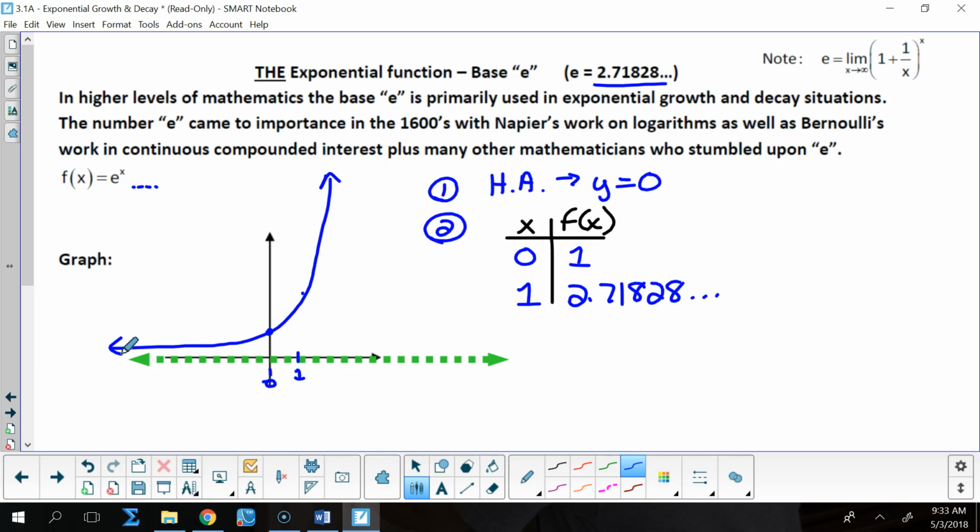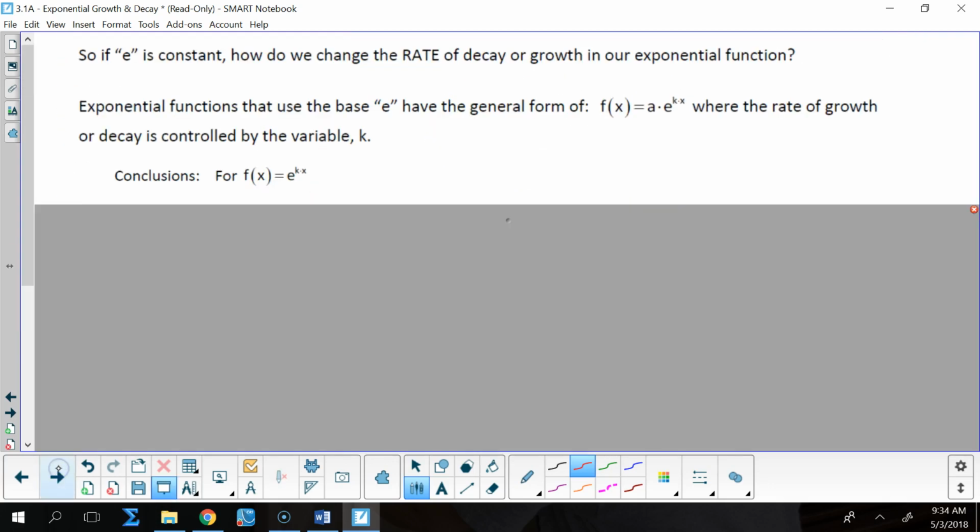Okay? So, but up here, it says that we can use it for growth and decay. But if e is always going to be a growth, how are we ever going to make it decay? Well, let's figure that out. So if e is a constant, we need to make a decay function out of it.